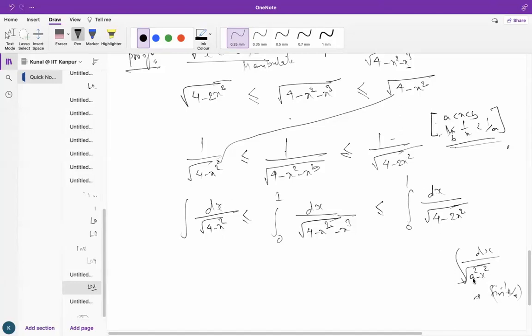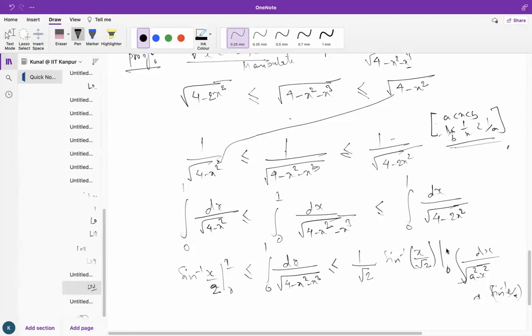So we all know the integration of 1 by root under a² − x² is sine inverse of x by a. So it will be sine inverse of x by a, and we are integrating from 0 to 1. But here a is 2, so we write 2, greater than or equal to the integral from 0 to 1 of dx by root under 4 − x² − x³, and we are integrating this term. First take the 2 common, because we have to make the x² coefficient equal to 1. So it will be 1 by root 2, and we will get sine inverse of x by root 2, and we have to integrate it from 0 to 1.